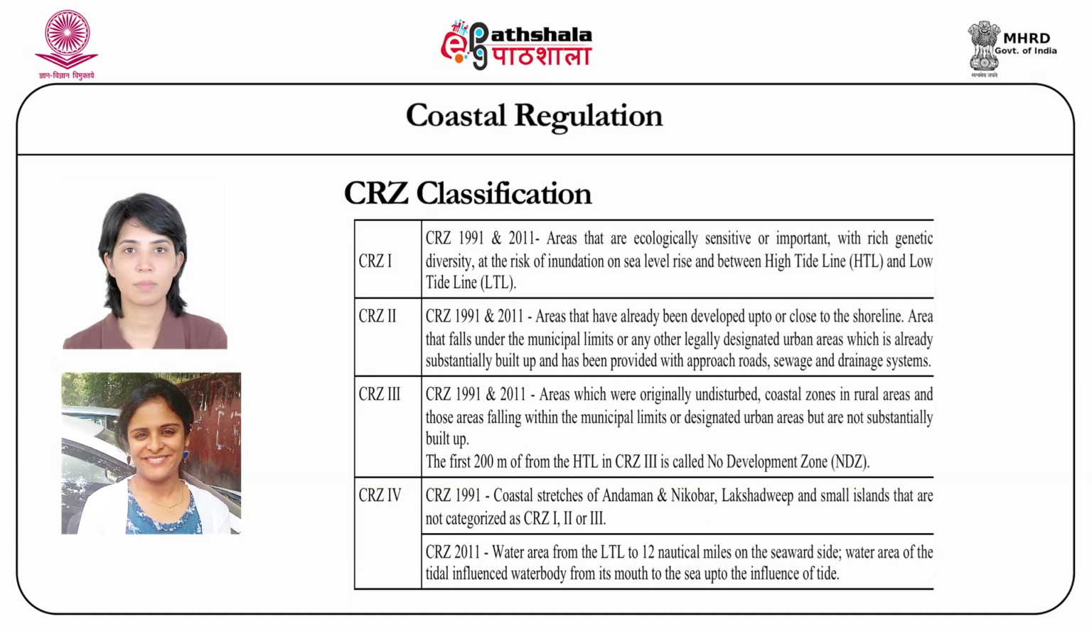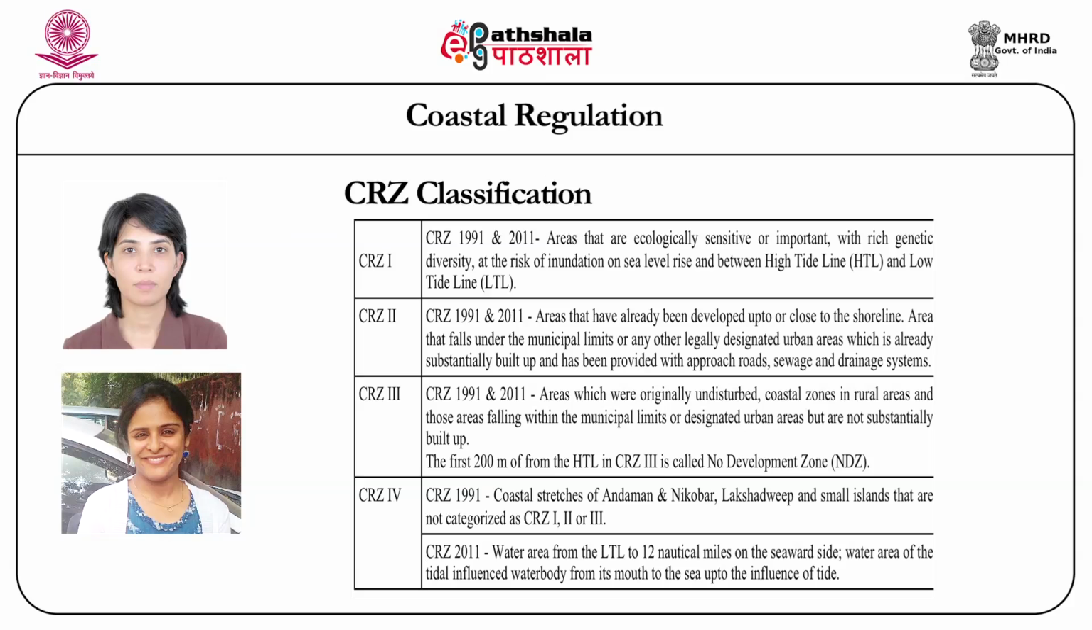Coastal Regulation Zone has been divided into 4 zones. These zones are based on the development level of a coastal stretch and its distance from the HTL. Let us look at these zones now. As you can see in the picture and as shared in the previous section, CRZ includes intertidal areas, that is areas that fall between the HTL and the LTL, the area up to 500 meter from the HTL of the sea, and the area up to 100 meter from the HTL along the tidal influenced water bodies.